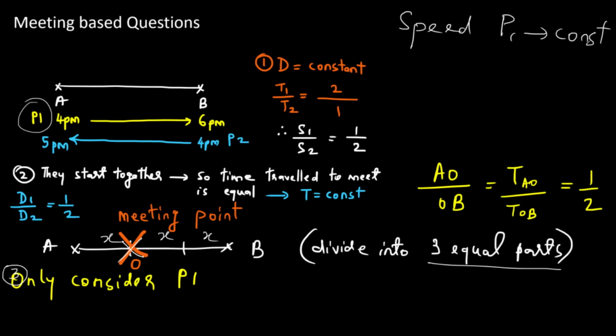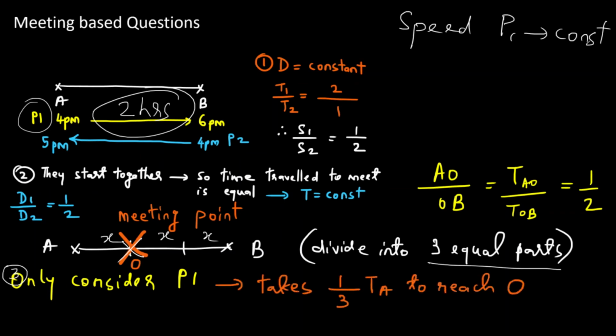Now, we know that the total time taken by person 1 is 2 hours, right? That's given over here. So we need to divide this 2 hours into 3 equal parts and then take one part out of it. That is, person 1 takes 1 by 3 of 2 hours. TA is 2 hours to reach point O. Now TA is equal to 2. So 1 by 3 of TA is equal to 1 by 3 into 2 hours. That's equal to 2 by 3 hours, which is 40 minutes.